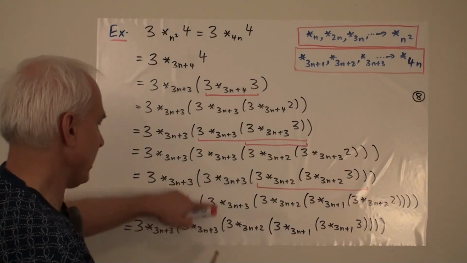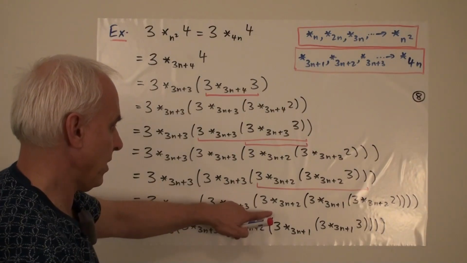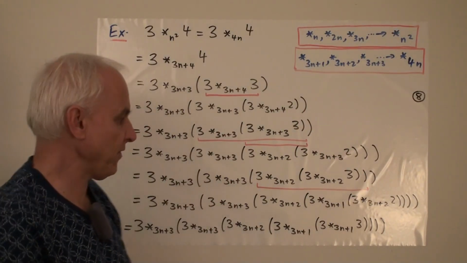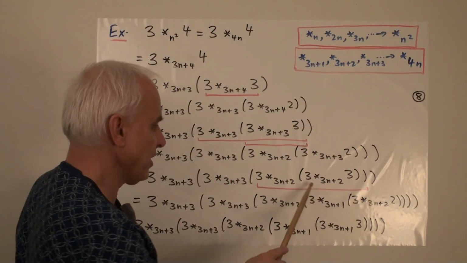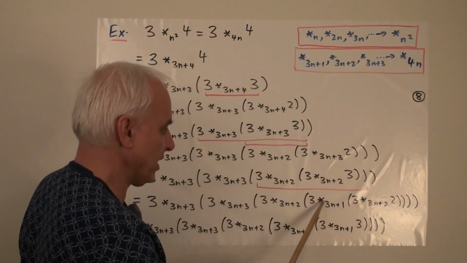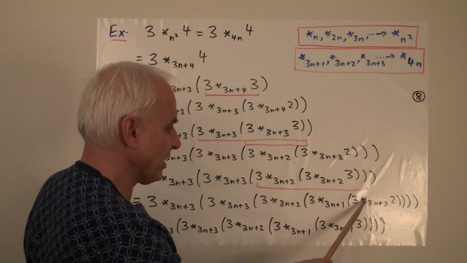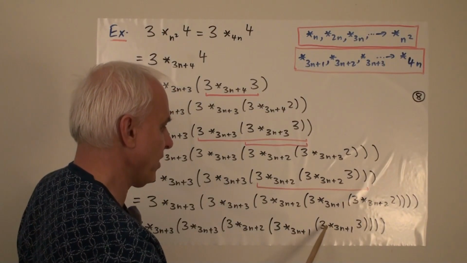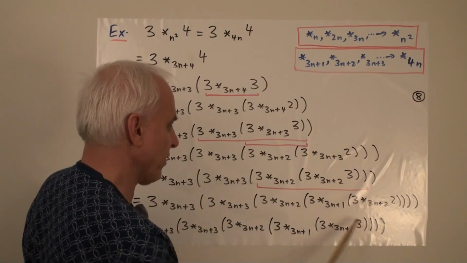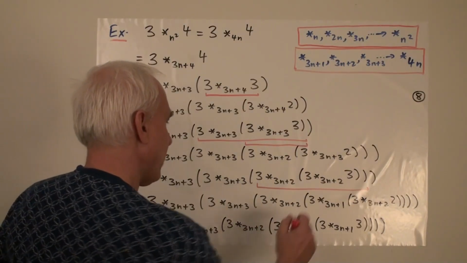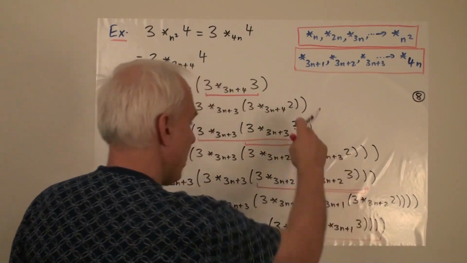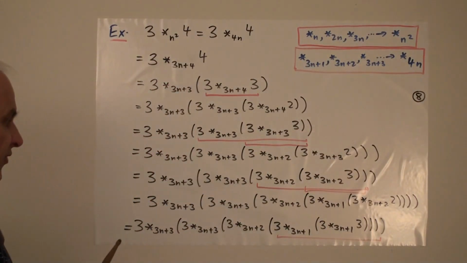What happens at the next step? Well, this is the same, that's the same. And now we're going to do the same thing that we just did in the previous ones, but I'm not going to go through all the motions. So you just take this thing here and you get 3 star 3n plus 1 times 3 star 3n plus 2, 2, and then you get 3 star 3n plus 1, 3 times 3n plus 1, 3. So we're going from here to here in the same kind of fashion as we had in the previous steps.